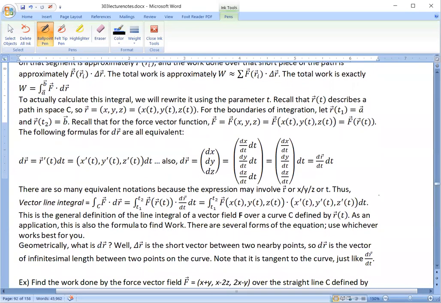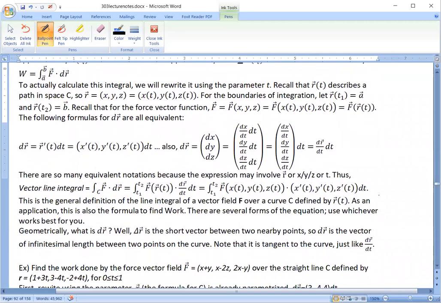Now let's really get into it by doing a problem. We've got a force vector field, F equals x plus y, comma x minus 2z, comma 2x minus y. And then over the straight line C defined by the given equation, let's find the work.